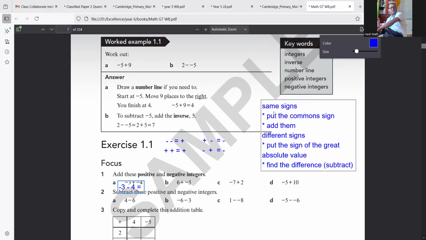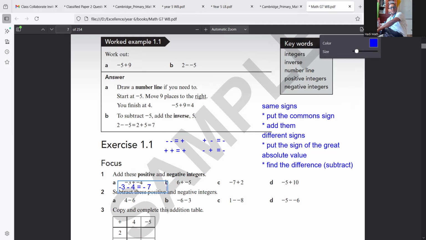Now look at your two numbers. Do they have the same signs or different signs? How do we know the sign of a number? Look on the left of the number. On the left of 3 there is a negative, and on the left of 4 there is a negative. That means both of them have the same sign. Step number 1, put the common sign, which is negative. Step number 2, add them, which is 7. So the answer is -7.